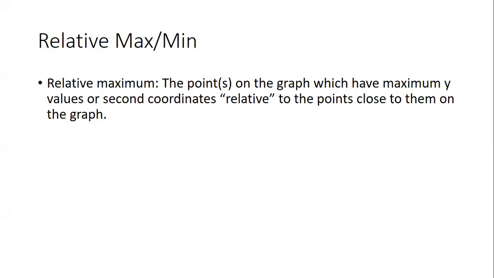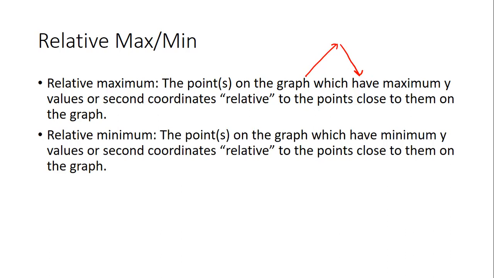So with that in mind, we're separating them between relative max and min. A relative maximum is the point on the graph which has a maximum y value, okay? So a relative maximum is just basically asking, when does your graph increase and then decrease? Does that make sense? It's not saying it's your highest, it's just saying, when does it increase, then decrease.